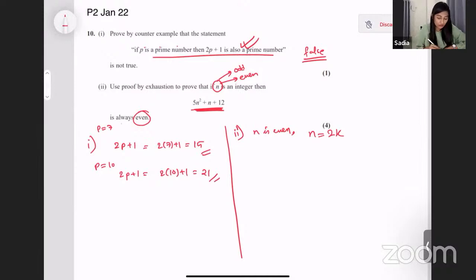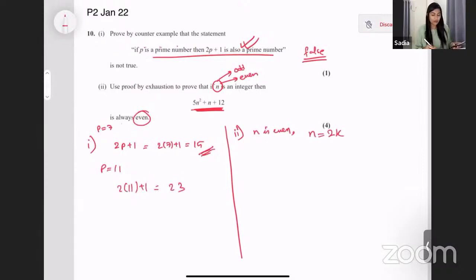Oh, sorry, P was supposed to be a prime number. Sorry, this is wrong. 10 is not a prime number, sorry. So P equals to 7 will give us this. You can even select 11. Let me check. With 11, it's going to give us 23, which is a prime number, but we had to disprove that, right? We do not need any extra value. We are already done with this one. We just have to provide one single example that will disprove this statement. So we are good with this one.